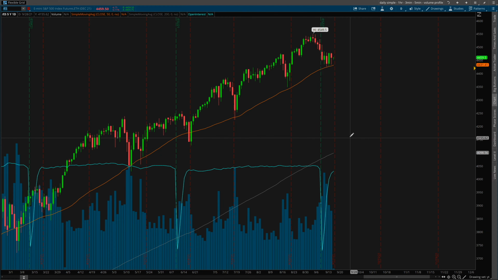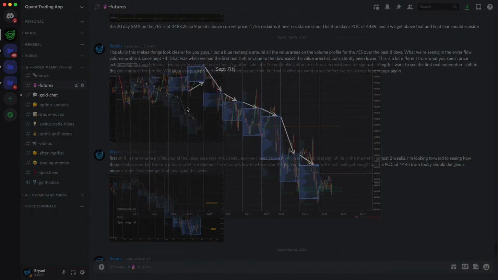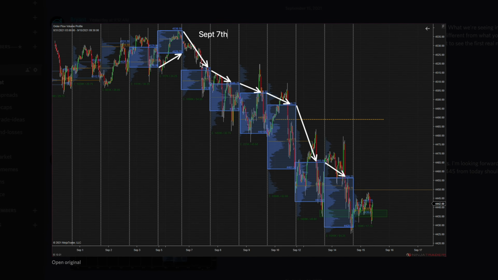A couple days ago on my Instagram stories, I went on before the market opened and I actually was talking about this picture right here. And I was talking about how we had in the volume profile, which is now we're looking at a chart that has the volume profile on. This is a screenshot from NinjaTrader.